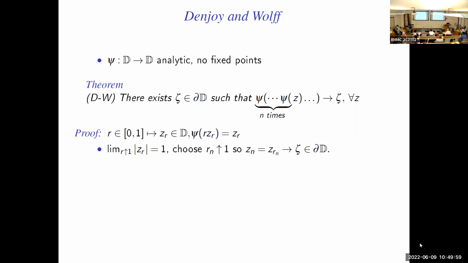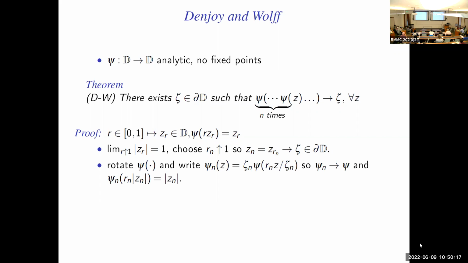Choose some sequence R_n that converges to 1, such that Z_n, which is Z_{R_n}, converges to a point zeta in the boundary of the unit disk. Right? So there must be an accumulation point anyway, but it's on the boundary. Okay.